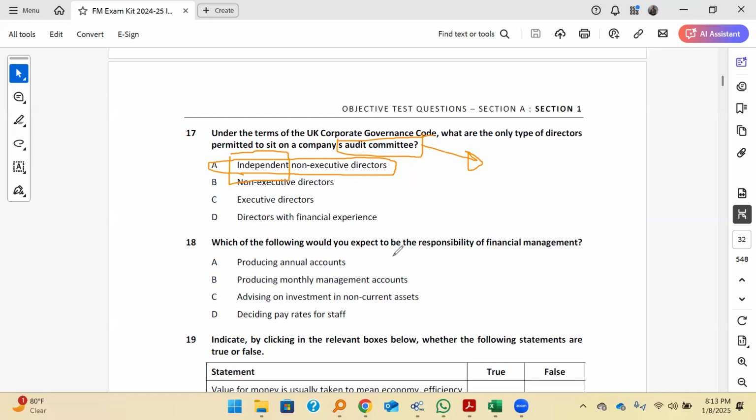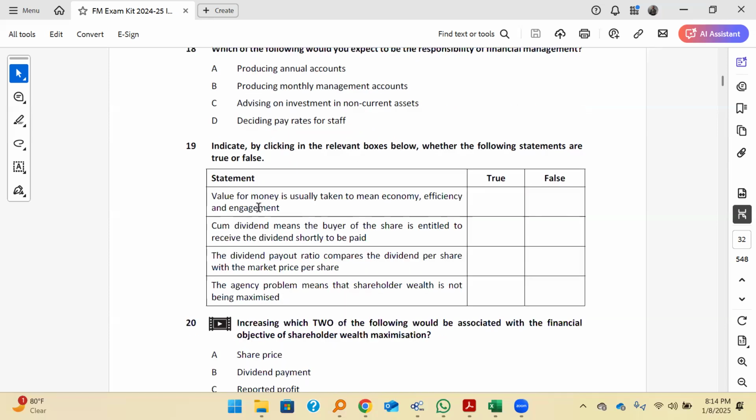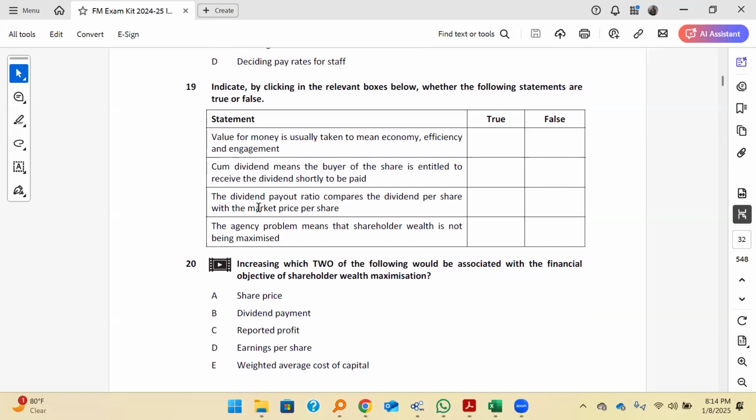So then which of the following would you expect to be the responsibility of financial management? Producing annual accounts, we have already looked at financial managers and what they do. So they don't produce financial accounts. Those are financial accountants. Producing monthly management accounts, that's not it as well. Advising on investment in non-current assets, that's what they do. Then rates for staff, not really. So those are the roles of the financial manager. By now, there should be something that you can actually see, because we have looked at most of them here.